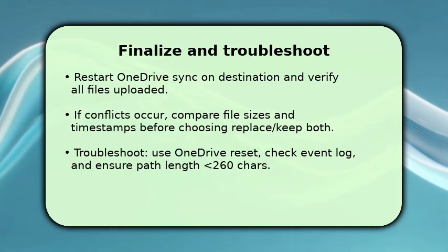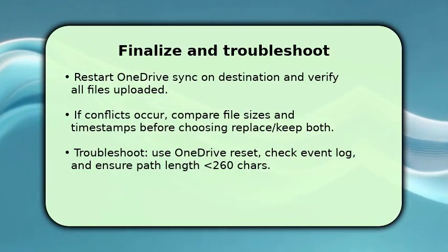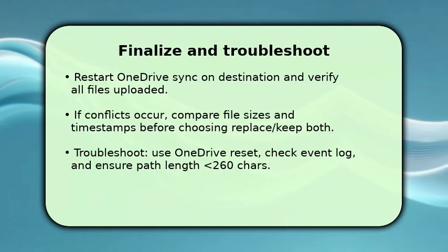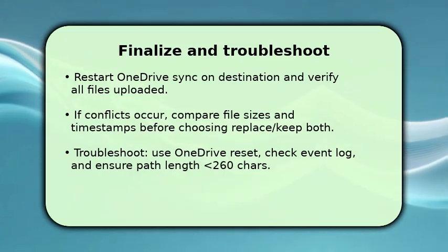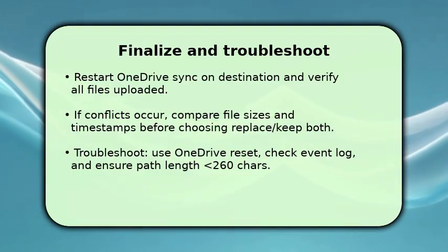If something goes wrong, reset OneDrive or run the sync troubleshooter. Also check for path length or permission issues. If conflicts appear, resolve by keeping the latest modified file or merging manually to avoid accidental data loss.